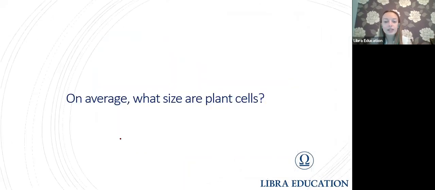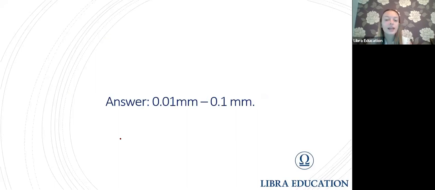So on average, what size are plant cells? Don't forget to give me your units here as well as just a number, otherwise you won't be correct. So the answer is 0.01 millimetres to 0.1 millimetres. So hopefully you all got that and can compare that to the size of an animal cell.